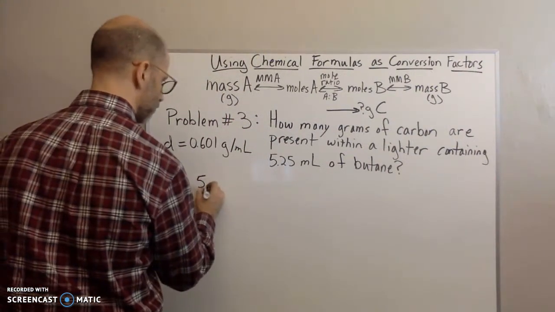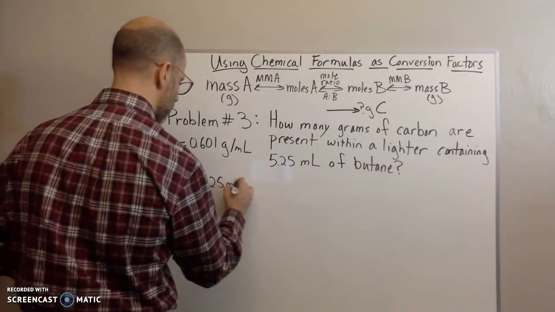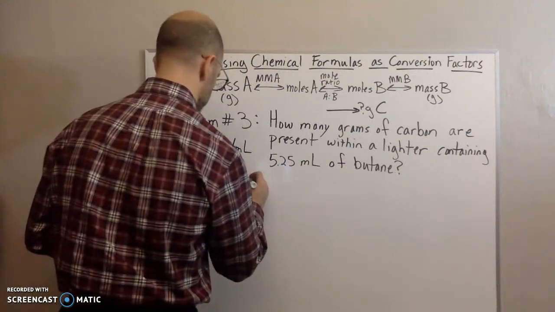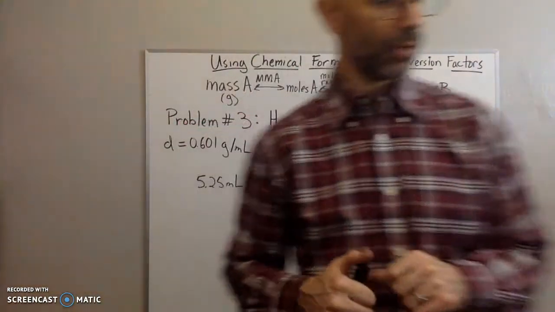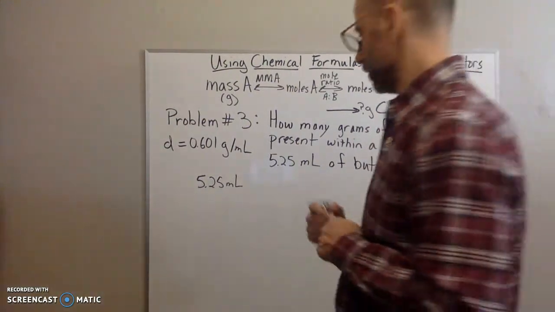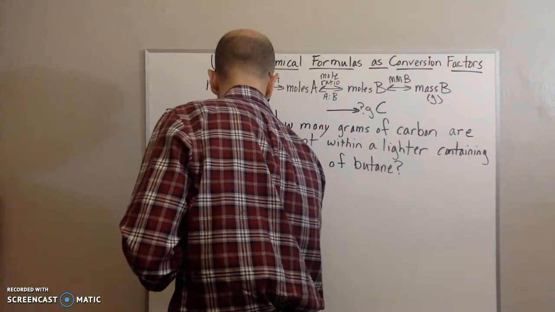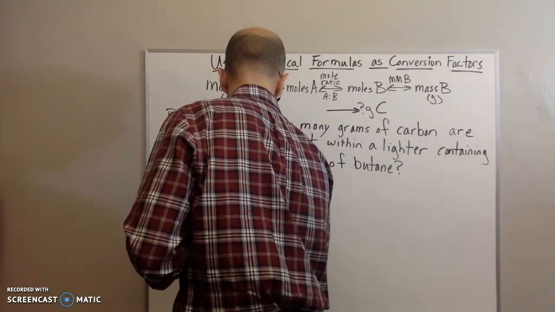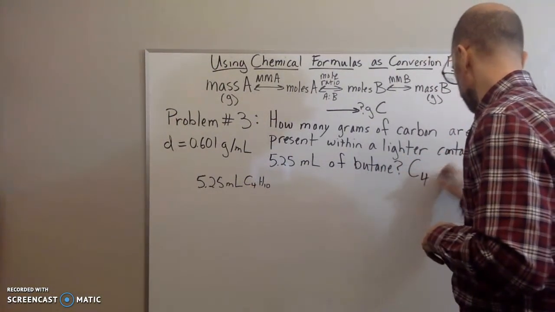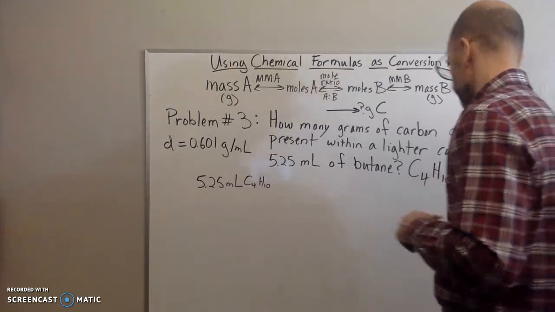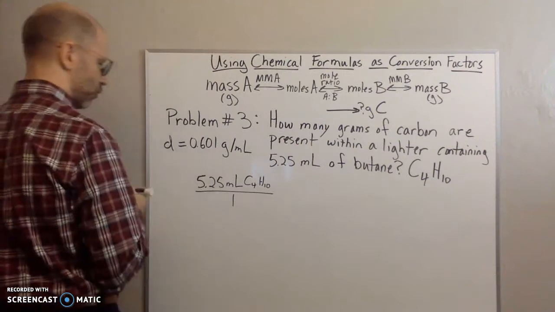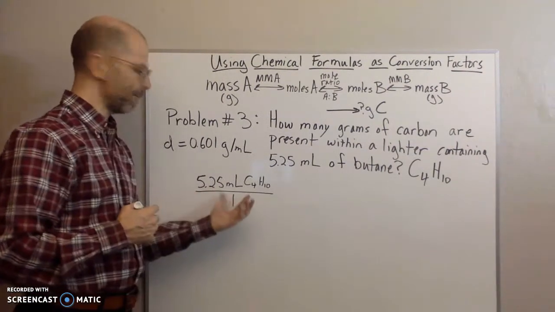So we have 5.25 milliliters of butane, and the formula for butane is C4H10. I'll write that here too. C4H10. So that's our butane, and I'm going to put that over 1. And so we've got milliliters.